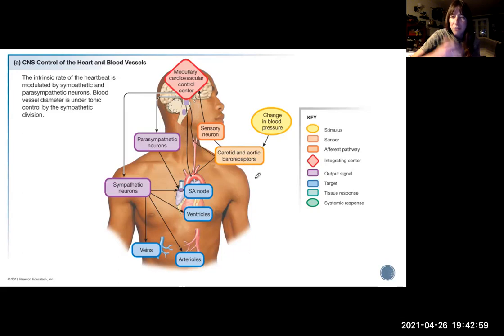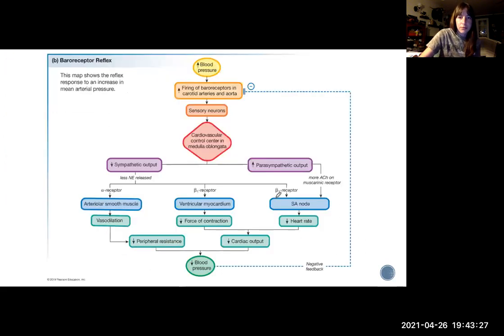The pressure in your carotid and aortic arteries is being constantly monitored by sensory receptors known as baroreceptors, right? So remember, there are different types of sensory receptors. These are autonomic, of course, right? These are monitoring the pressure in these vessels. If it gets too high, it's going to trigger a negative feedback loop, which is a domino effect of processes that is going to result in a lowering of the blood pressure as much as can be, right? So this is kind of showing you this negative feedback loop.